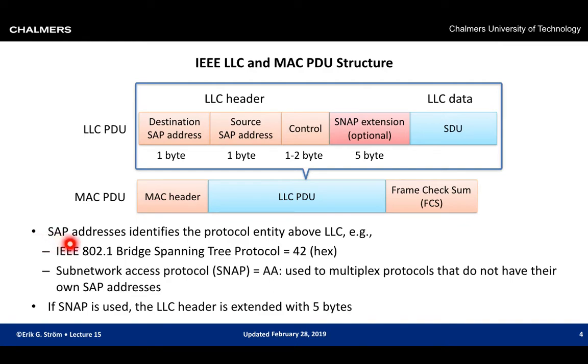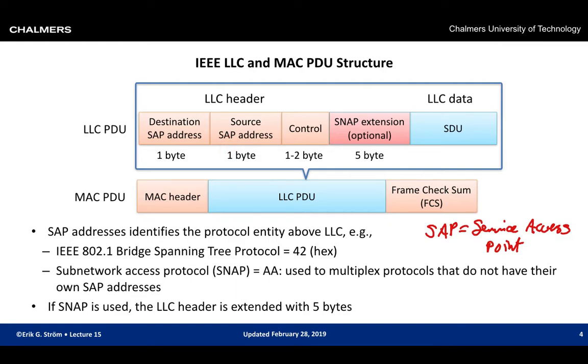Okay. So these SAP addresses, service access point, if you remember that acronym. SAP, service access point. The destination SAP address identifies the upper layer at the receiver. The source SAP address identifies the upper layer at the source.